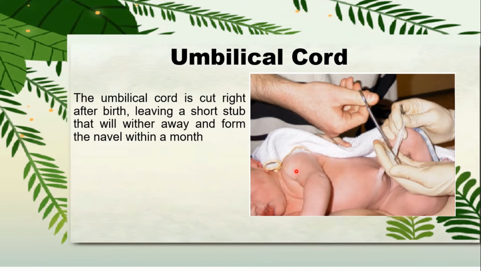Next we have the umbilical cord. The umbilical cord is cut right after birth, leaving a short stub that will wither away and form the navel within a month. The umbilical stub will dry out, darken, and spontaneously fall off within about 3 weeks of birth. This will become the navel after it fully heals.